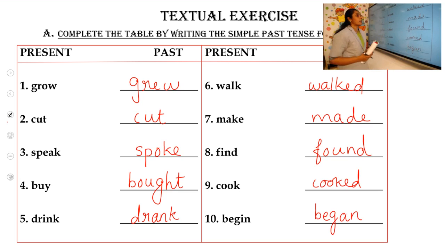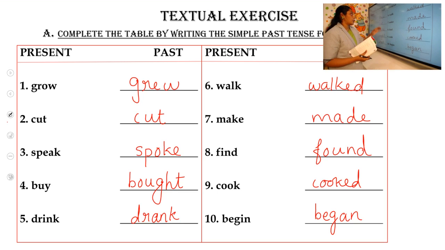That is okay. So the past tense of grow, grew. Cut, cut only. There is no change. Speak, spoke. Buy, bought. Drink, drank. Walk, walked. Make, made. Find, found. Cook, cooked. Begin, began.